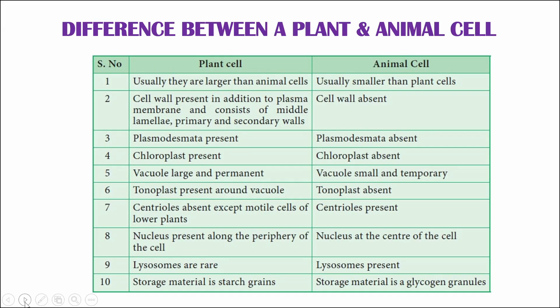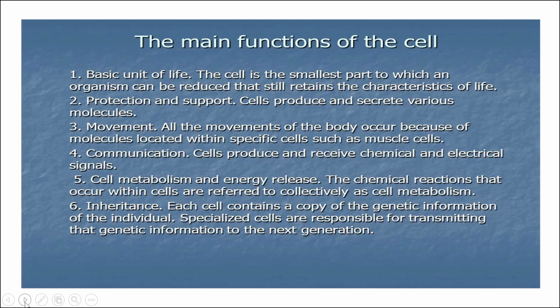Vacuoles are large and permanent in the plant cell, whereas vacuoles are small and temporary in the animal cell. The centrioles are absent except in motile cells of the lower plants. Centrioles are present in the animal cell. Nucleus is present along the periphery of the cell, whereas in the animal cell it is present at the center of the cell. Lysosomes are rare in plant cells and present in the animal cell. The storage material of a plant cell is starch grains, and the storage material here is glycogen granules.